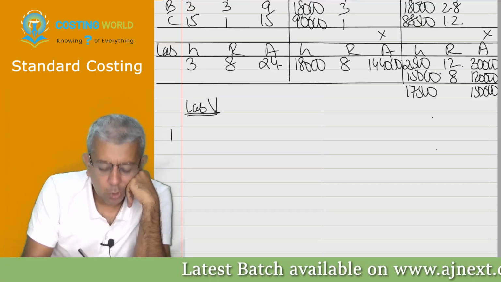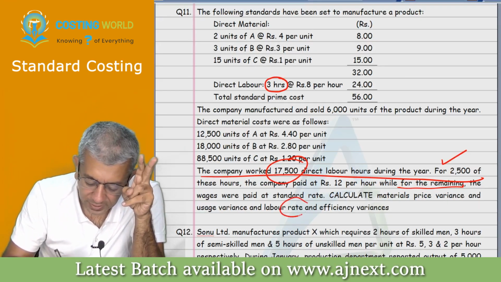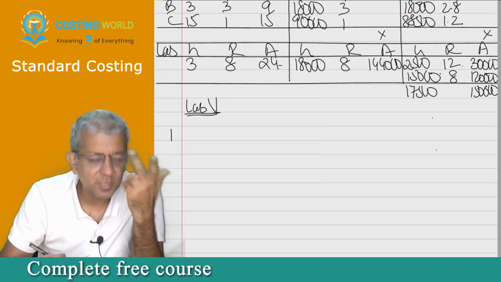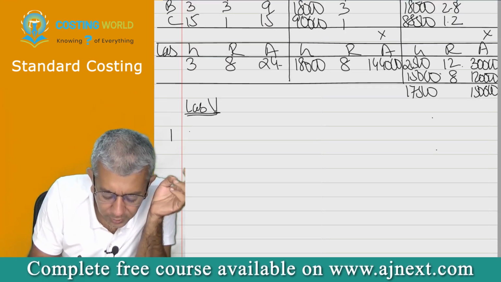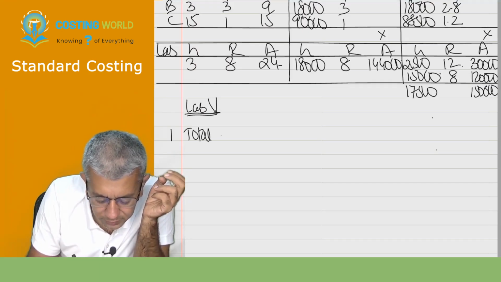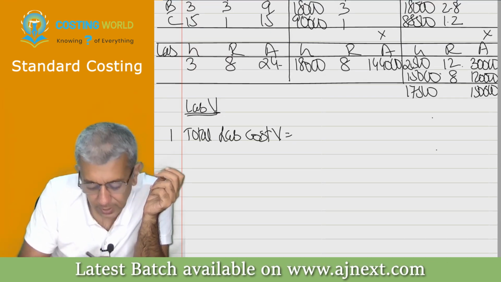Let's start to compute. Although they have asked you only for rate and efficiency variance, I'm going to do all of them for labor. Sir, why? Like that only, time pass. Okay, but computing all will not mean much also. Write down: total labor cost variance.